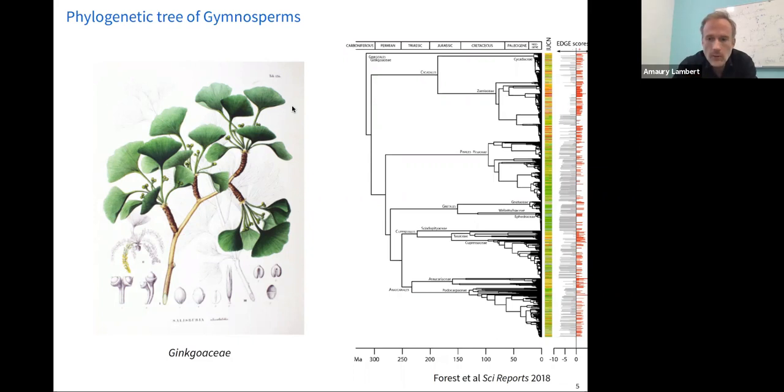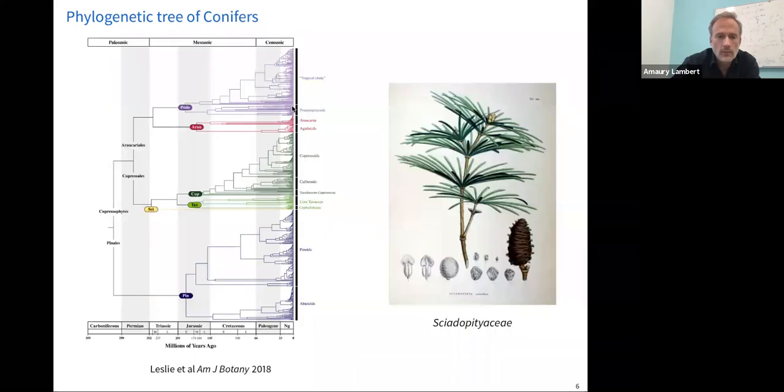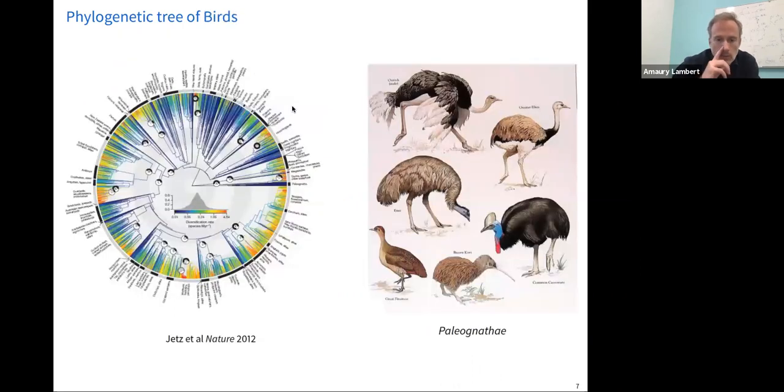And this phenomenon of having a small, deeply rooted subclade at all scales is actually responsible for the imbalance of empirical trees. There are many examples of such small and deeply rooted clades. When you zoom in on the gymnosperm phylogeny for conifers, you can also see this small clade in yellow. In the phylogeny of birds, you can also see the Paleognathae on the right of the circle.